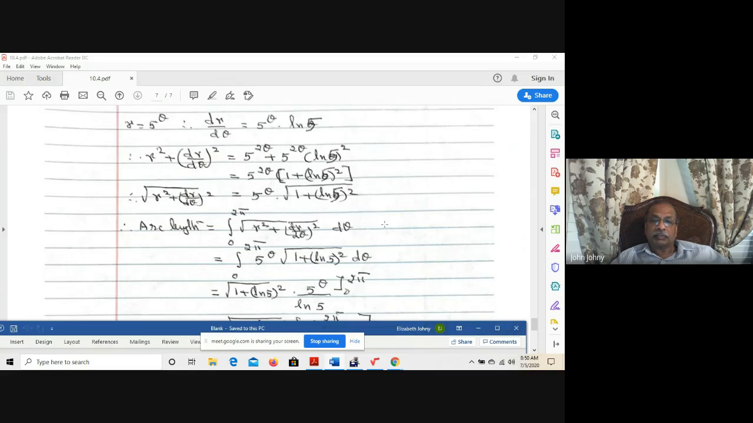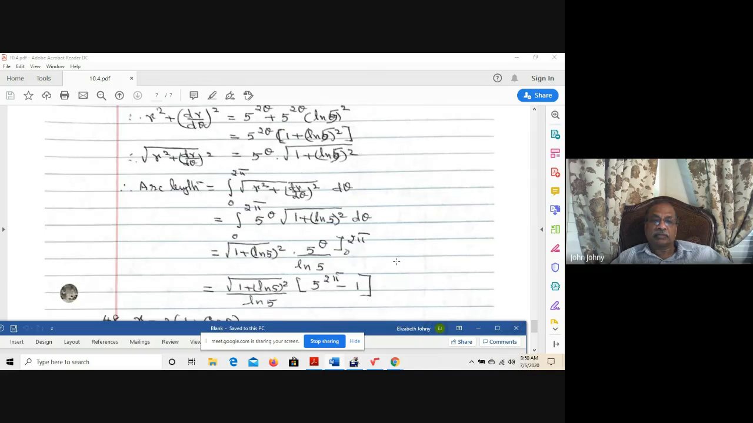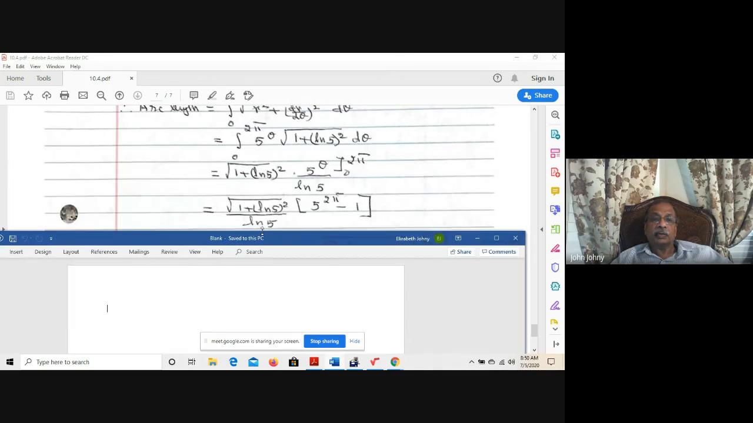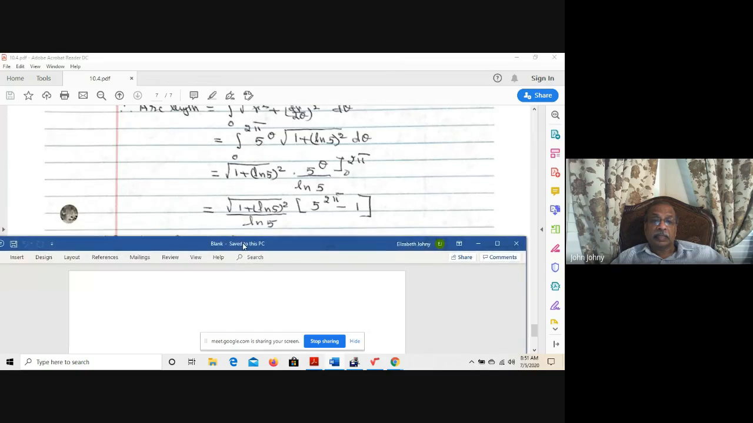And now substitute the limits. The limit varies from 0 to 2π. So the square root of 1 plus (ln φ) squared divided by ln φ times the upper limit, φ^(2π), minus the lower limit, φ^0, which is 1. So this is the answer. The answer is the square root of 1 plus (ln φ) squared over ln φ times (φ^(2π) minus 1).